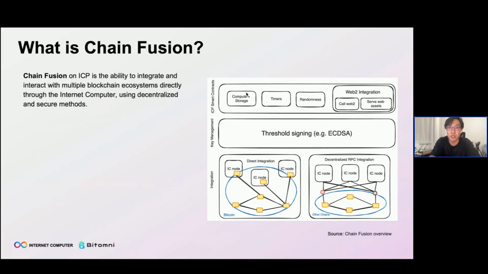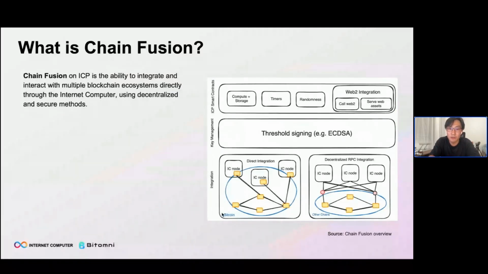One of those is computing and storage. We know that we have very cheap computation and storage capabilities on IC, and also we have timers and randomness, which cannot be seen on other blockchains. And also there are Web2 integrations through features like HTTP outcalls, stuff like that. Anyways, let's go back to this lower level.